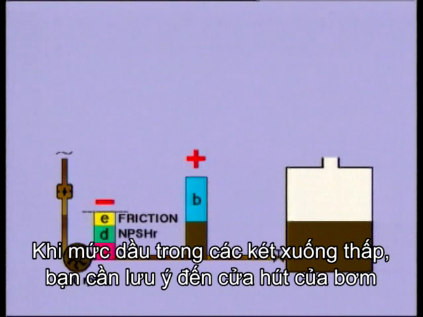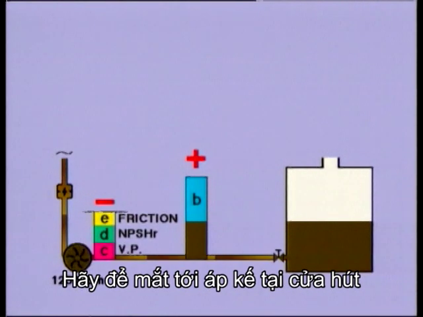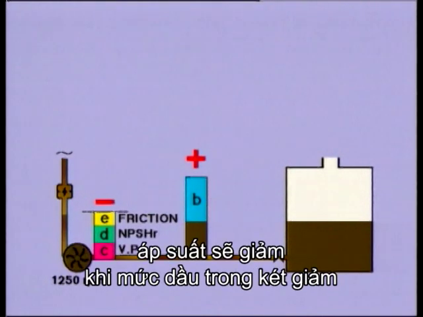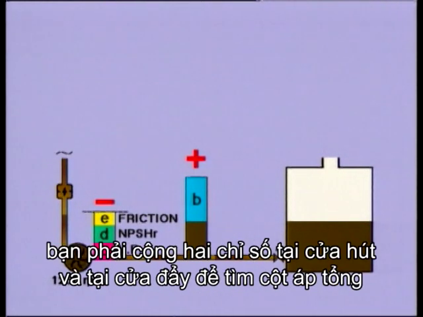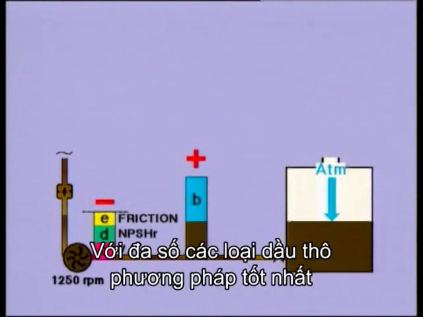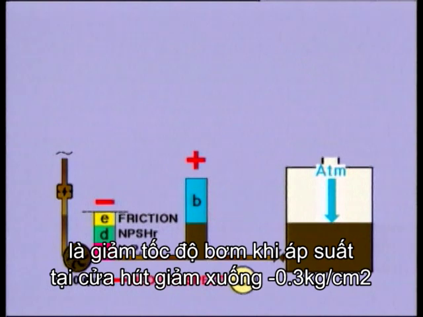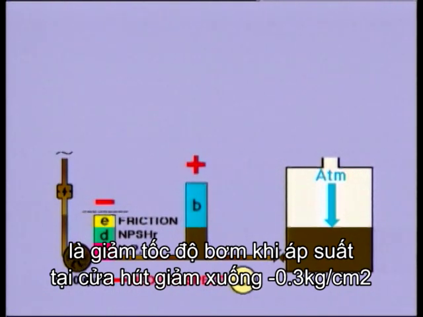With lower levels in the tanks, the suction sides of the pumps need your attention. Keep an eye on the suction side manometers. Pressures will drop with the levels in the tanks. Remember, when the pressure at the suction side is below zero, you must add the readings of the suction and pressure sides to find the head. With most crudes, it's a good rule to slow down the pump when the pressure at the suction side is down to minus 0.3 kilograms per square centimetre.